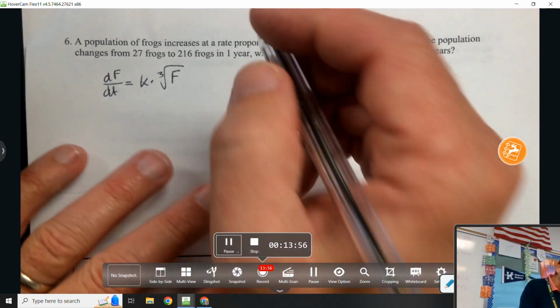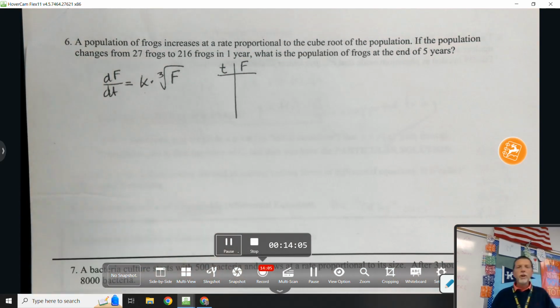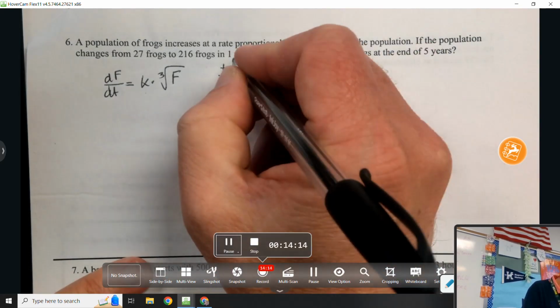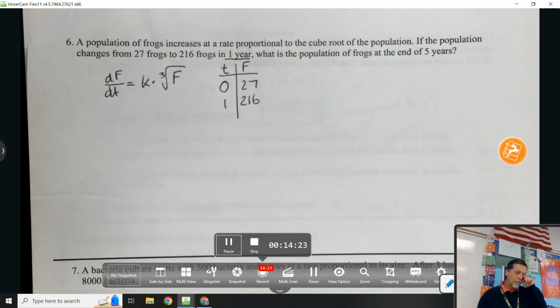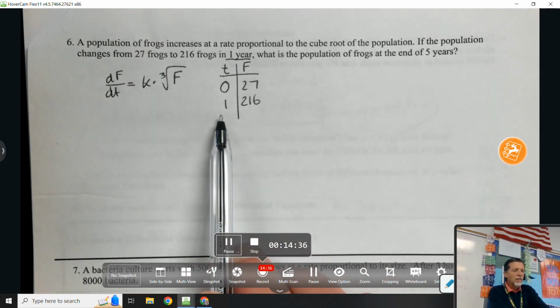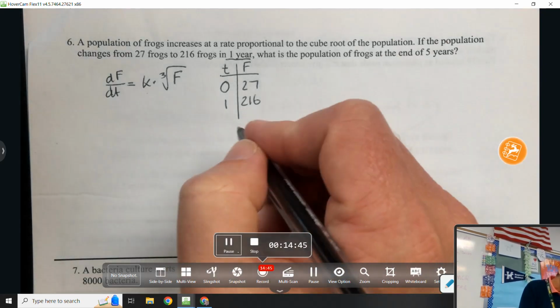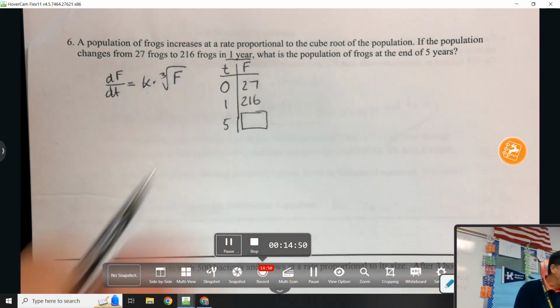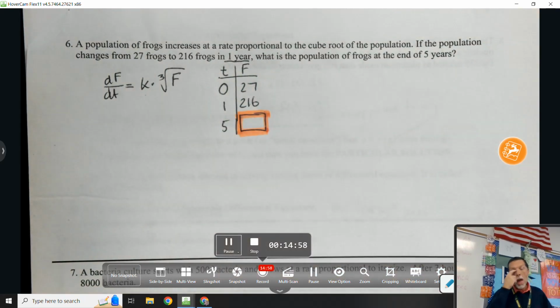People write this information in a lot of different ways. I like to write it as a table of values, almost an ordered pair. That way I can keep up with everything. This one's worded a little bit weird. So it changes from 27 to 216 in 1 year. I think that means after 1 year, there were 216 frogs. At the start of this experiment, there were 27 frogs. So that gave me 2 pieces of information in one statement. So we started at (0, 27). After 1 year there's 216, and then we may as well put this on the table as well. What is the population of the frogs at the end of 5 years? The whole point of this question is to fill in this orange box here. What is the population after 5 years?